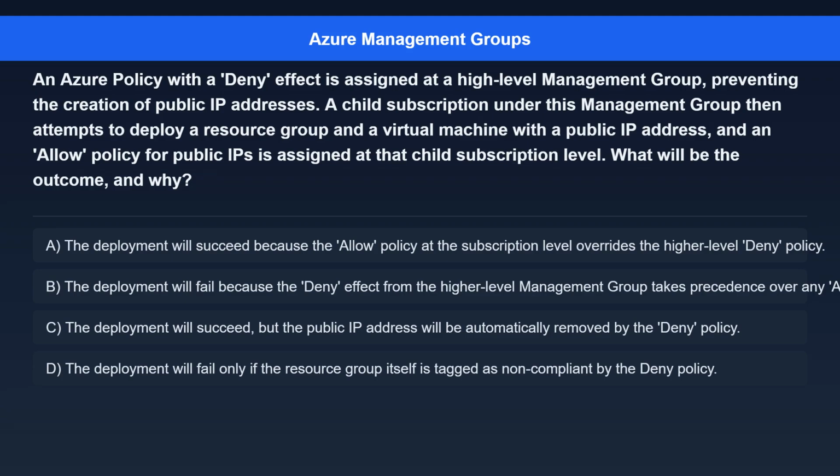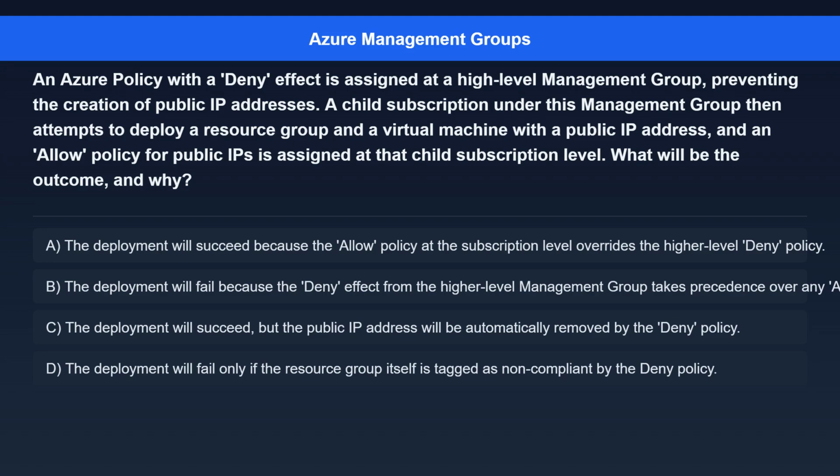Question 6. An Azure policy with a deny effect is assigned at a high-level management group, preventing the creation of public IP addresses. A child subscription under this management group then attempts to deploy a resource group and a virtual machine with a public IP address, and an allow policy for public IPs is assigned at that child subscription level. What will be the outcome and why?